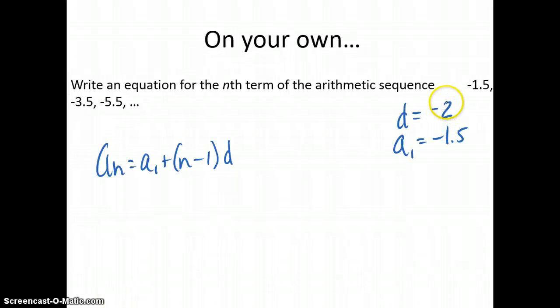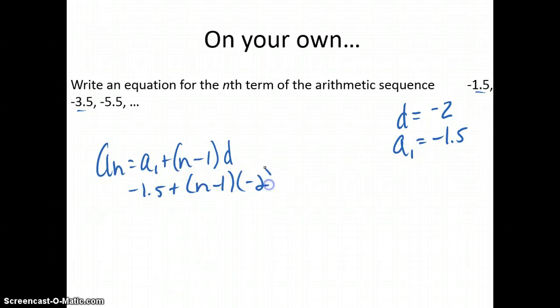So your common difference here is negative 2, because it's what you add from one term to the next. And then your initial number is negative 1.5. So what we want to do here is plug it in. We get negative 1.5 plus n minus 1 times the common difference, and that's going to give us any number that's in position n.